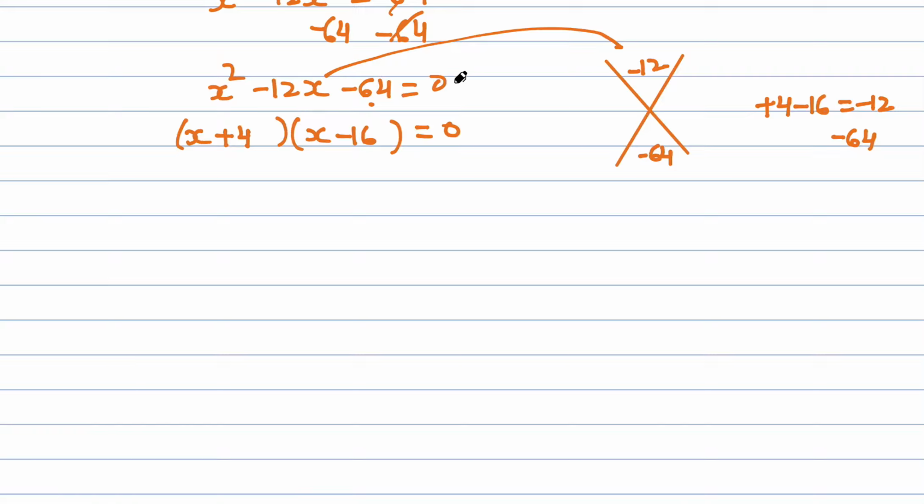Now here we have applied the AC method. Here we will apply the zero property, that if the product of the two factors is 0, then one of them has to be 0.